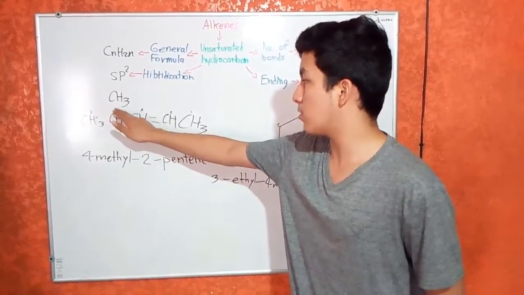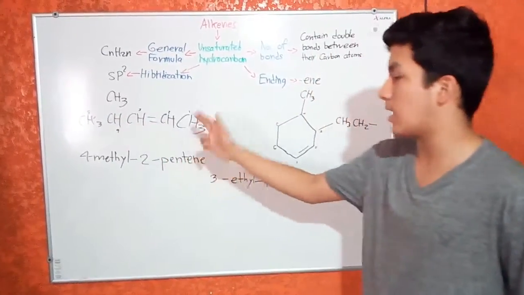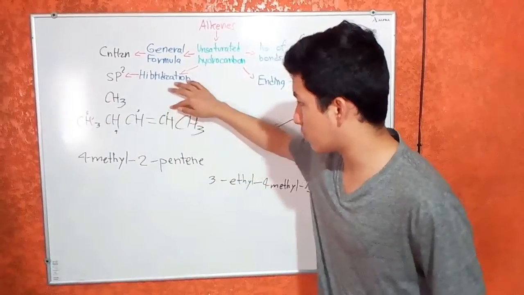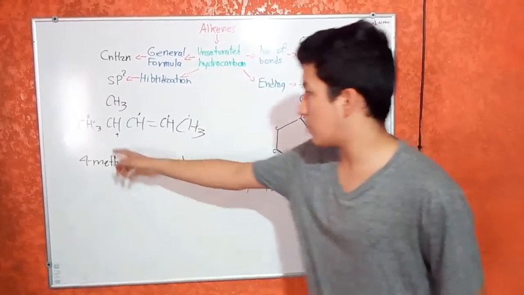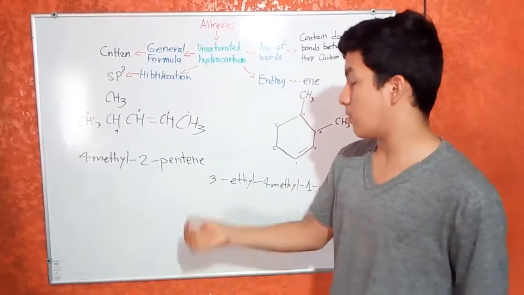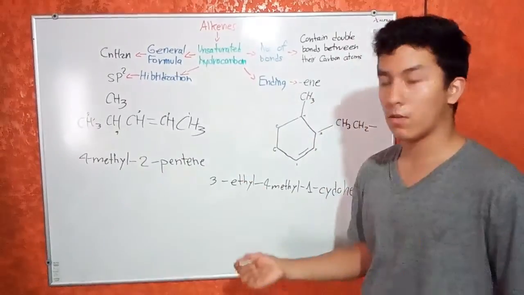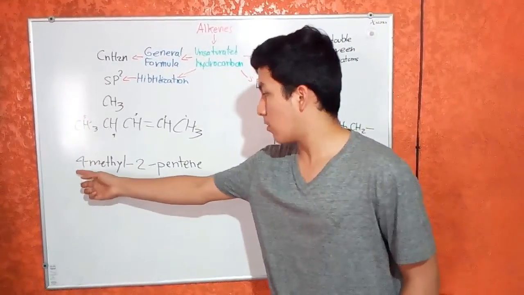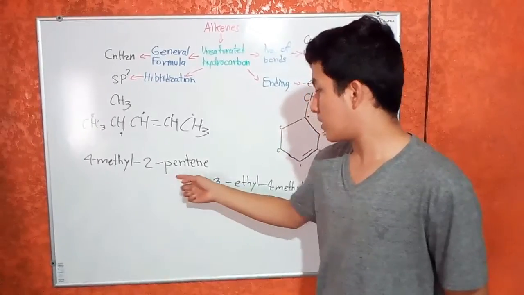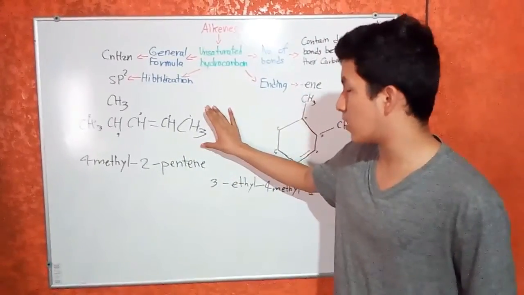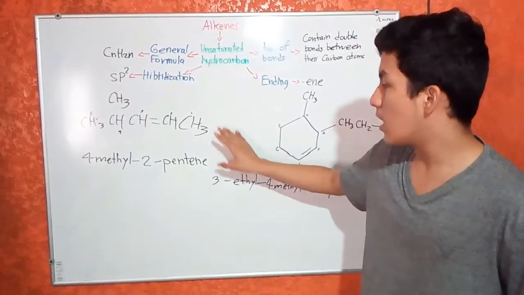We are not going to focus on the substituents as in alkanes. In this case, we have the double bond in position number 2 and the substituent in position number 4. So we start counting, and then we write it in alphabetical order. The name will be 4-methyl-2-pentene, and that will be the name of this alkene compound.